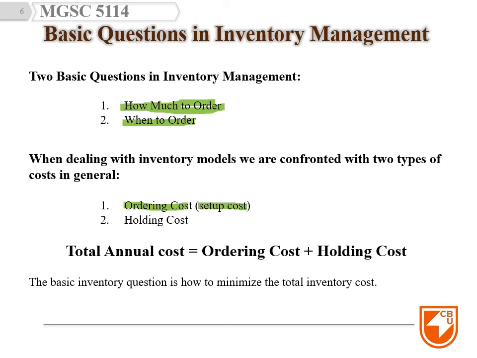And we also have a second type of cost, which is holding cost, or the cost of keeping items in our warehouse, because we need to take care of those items. We need to rent space or hire people to take care of the items, security, and so many other issues. So in total, we have two items considered as total annual cost: ordering cost and holding cost. The goal in inventory management is to minimize the total annual cost.